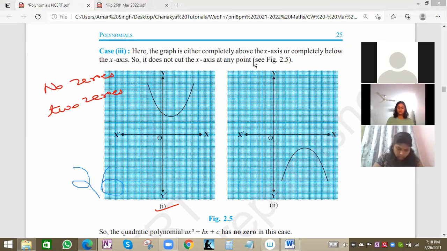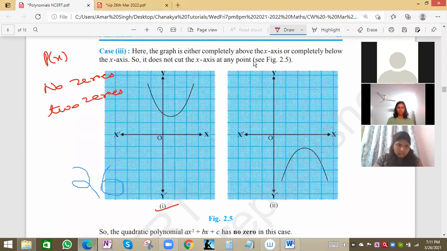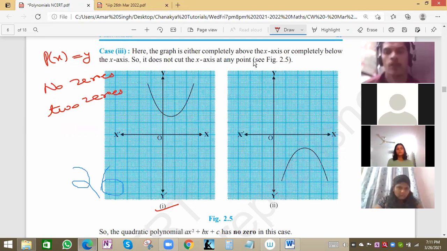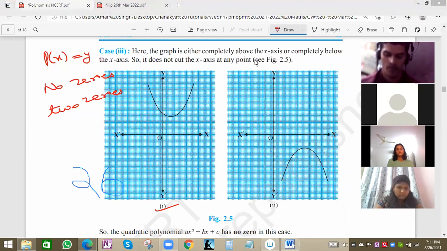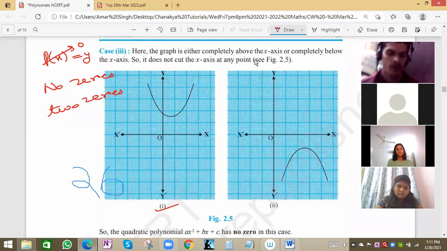See, always we have this p(x) means y. p(x) means y, and the number of zeros means... Right, no zeros, correct. So p(x) means y, and p(x) is 0. That means y is 0. So y will be 0 only at the x-axis.